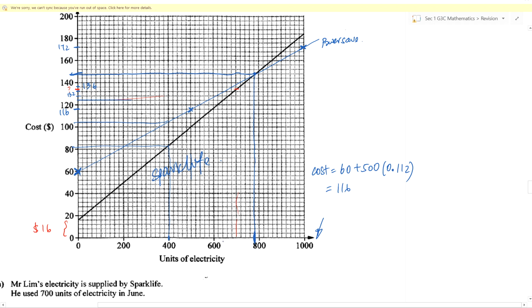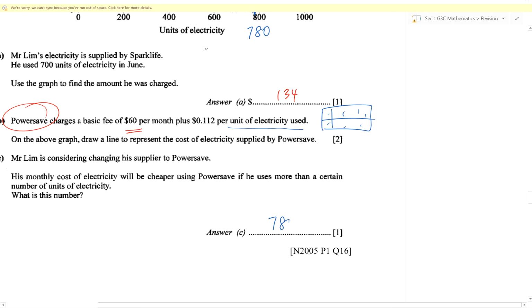Every small square represents 20 units. 2, 4, 6, 8, 700, 2, 4, 6, 8. So for me it is 780. When 780 units of electricity is used, the cost is the same. That's my intersection point. Once it goes past 780 units of electricity, we see that Power Save actually will cost cheaper, as long as it is more than 780 units. So this value will be 780.